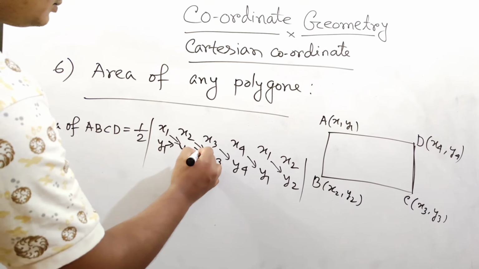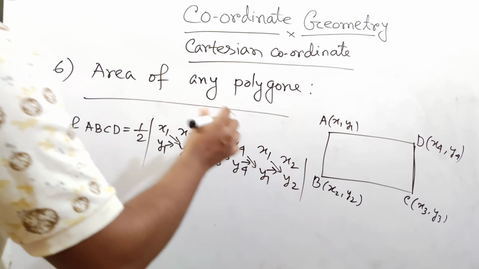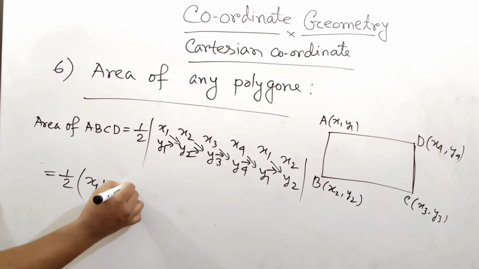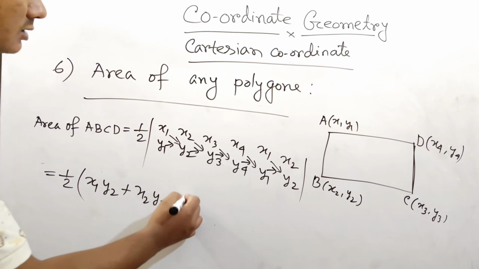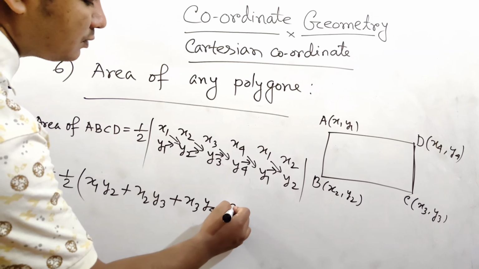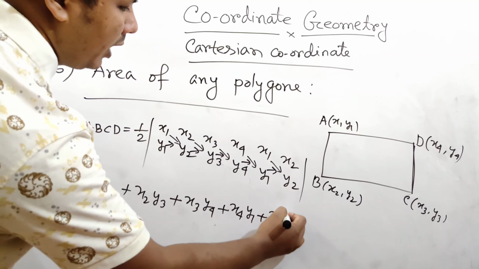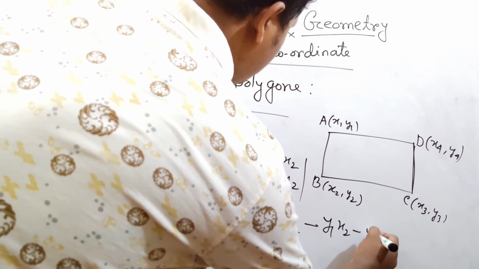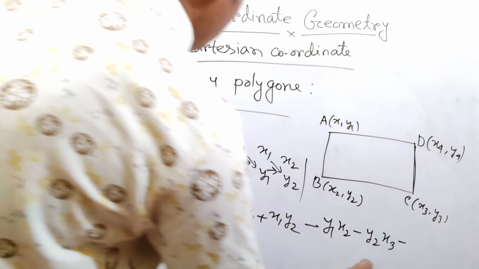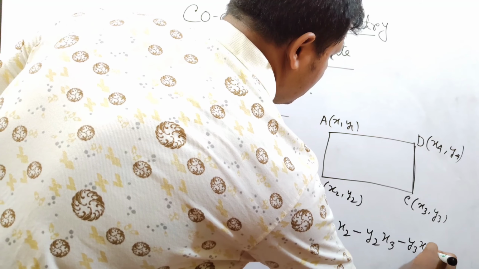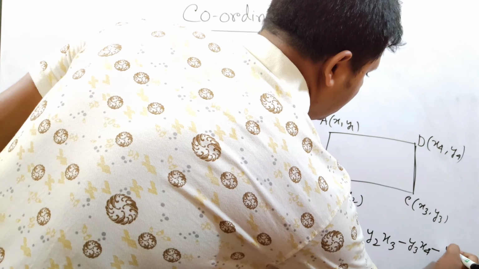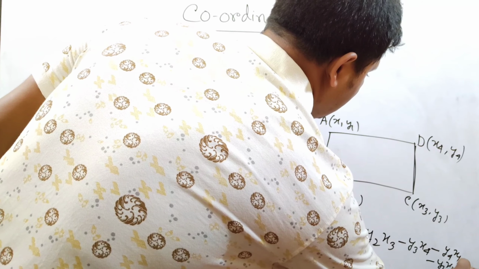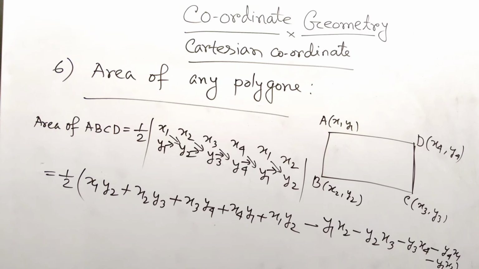Okay, we just maintain the order correctly. So if we do the multiplication, that means x1 y2 plus x2 y3 plus x3 y4 plus x4 y1 plus x1 y2, and then negative y1 x2, negative y2 x3, negative y3 x4, negative y4 x1, and finally negative y1 x2. It's a long multiplication, but it is so easy.